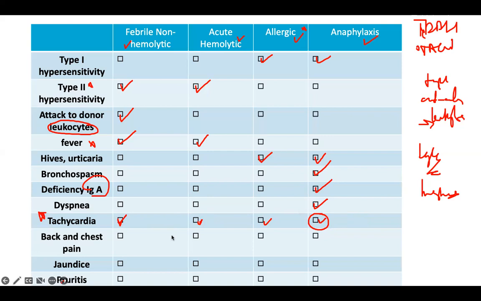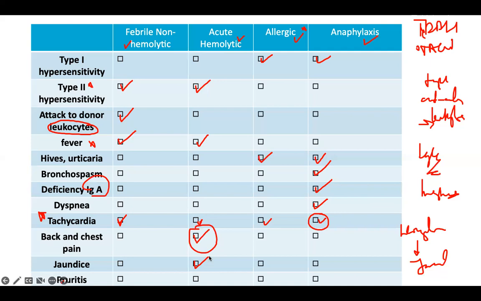Back and chest pain, you can think about it. You should not see that in an anaphylactic reaction. You should not see it in allergic. You should see it in hemolytic. This is classic for hemolytic. In a hemolytic reaction, the cells are being destroyed by the antigen-antibody reaction. You release your hemoglobin into the system, and the patient can become jaundiced, or they will have hemoglobinuria. So this is common with acute hemolytic reaction.